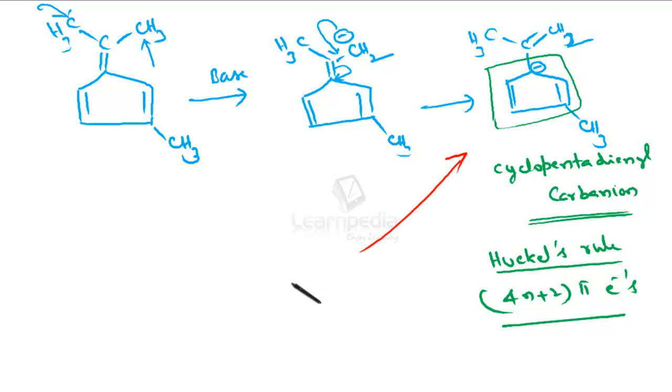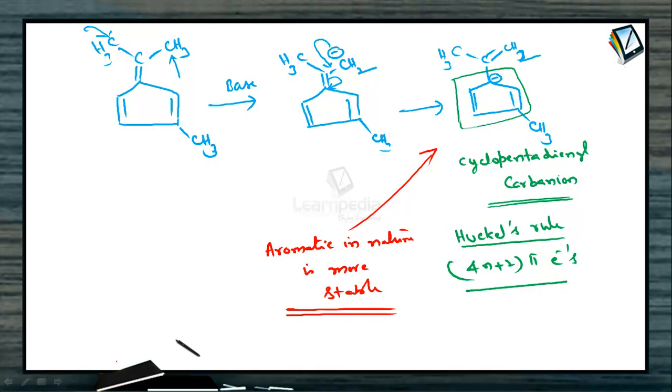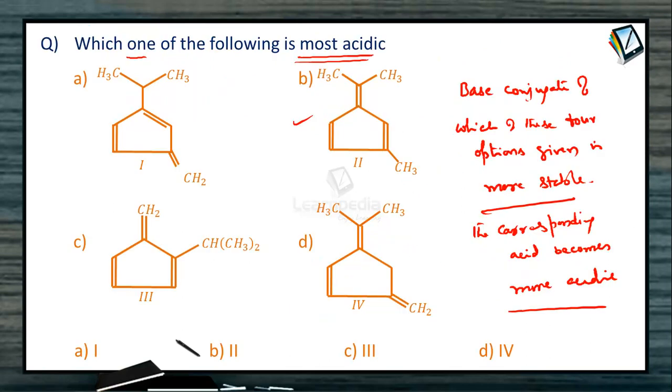So this cyclopentadienyl carbanion, as it obeys the 4n plus 2 pi electron rule, that is Huckel's rule, is aromatic in nature and thereby more stable, and hence is readily formed on the loss of a proton. Thereby we find this option 2 can readily lose the proton and develop an aromatic character to remain stable, and hence is more acidic. Therefore option 2 is right.